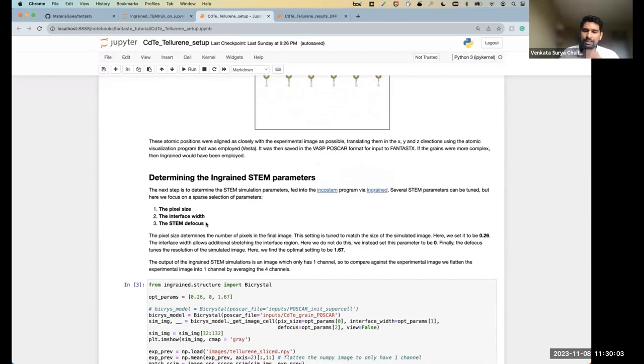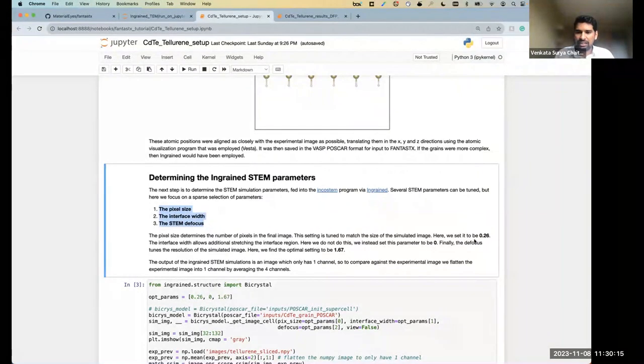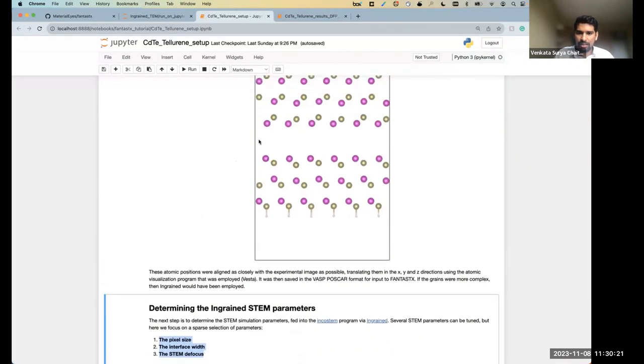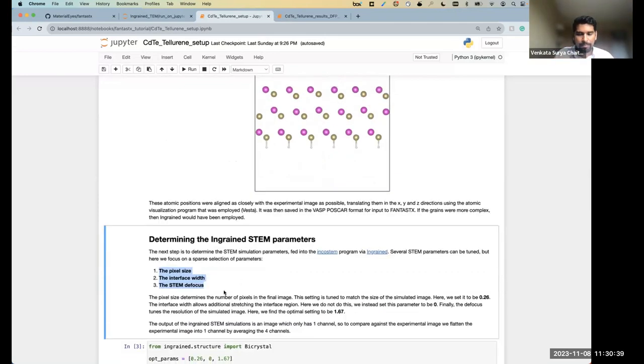So in addition to providing the grain boundary structure, Ingrained also provides the optimum simulation parameters for the simulated STEM image. So in this case, we found the pixel size. Interface width is the width that we want to add between the top grain and the bottom grain near the interface. So if it is a positive value, we will have a larger gap between both the grains. If it is a negative value, we will have overlap of both the grains near the interface. And defocus corresponds to the simulation of the grain boundary structure.